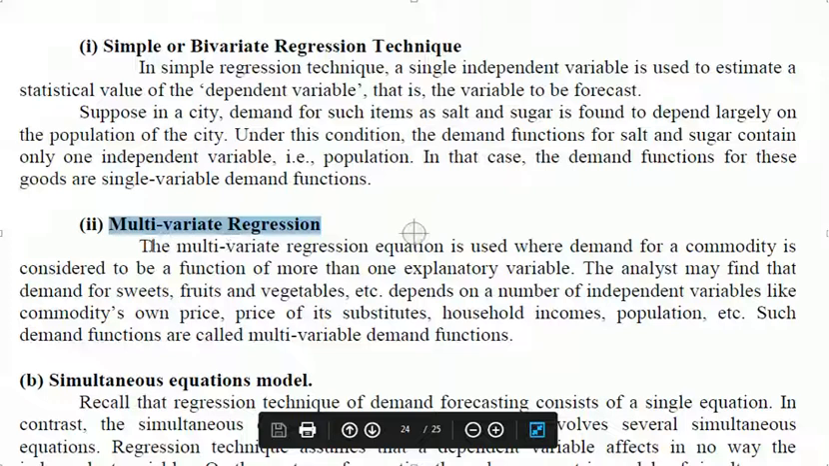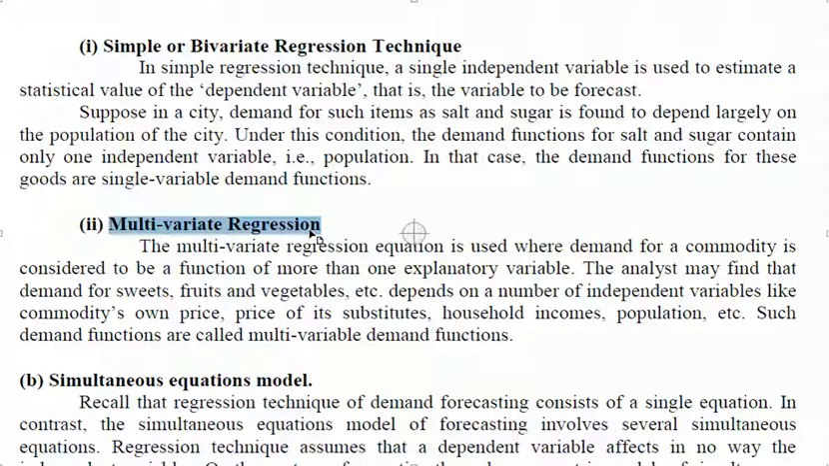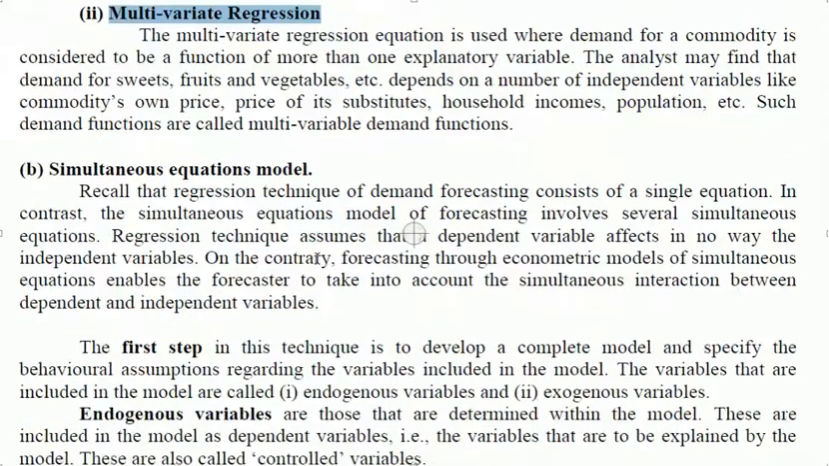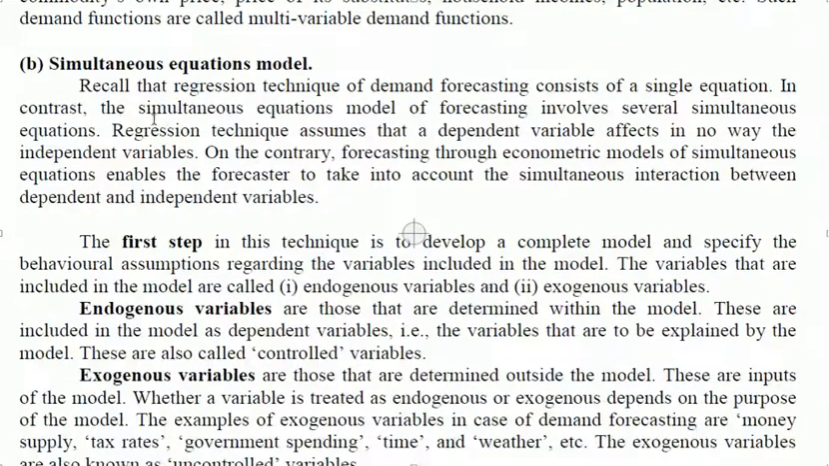In that case, that will be called multivariate regression. You are going to establish a relationship between one dependent variable and many independent variables. Then the second method in econometrics is the simultaneous equation method. So in simultaneous equation, you are going to make equations, and then you are going to check. Okay, so I'll just go through this last one.